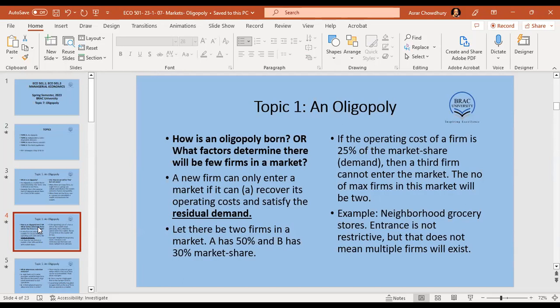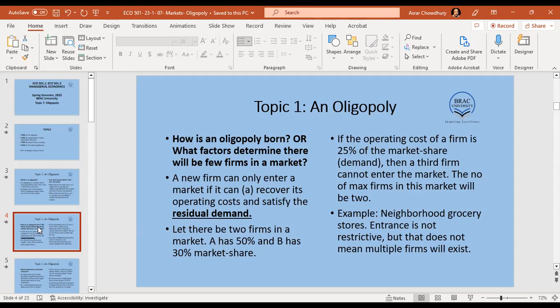Okay, I will enter the market. But can I do that? Let me give you a very small example. Let's say there are already 2 firms in a market, and A is supplying 50% of the market, and B is supplying 30% of the market. So together they are supplying 80%. So first of all, I understand there is 20% of the market not being supplied. So that gives me an excuse, okay, then I might be able to enter. But in order to enter, I need at least 25% of the market share to operate my firm. So should I enter?